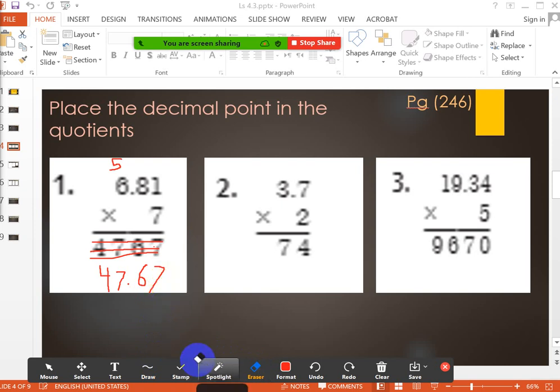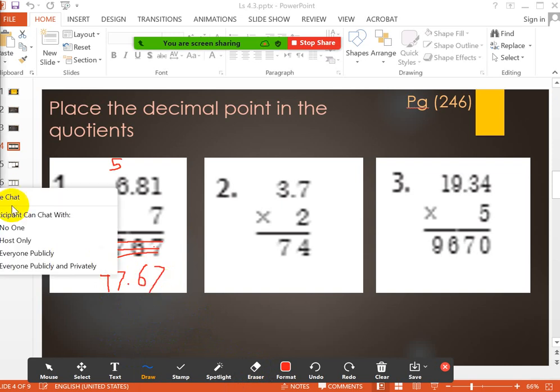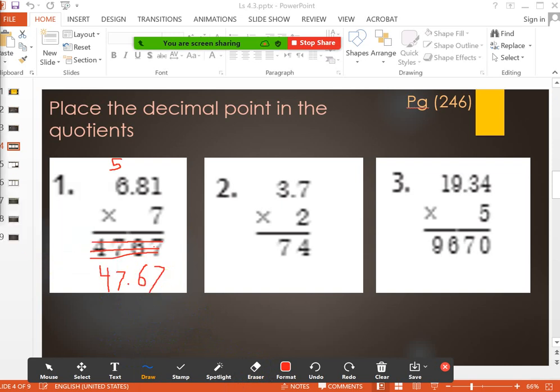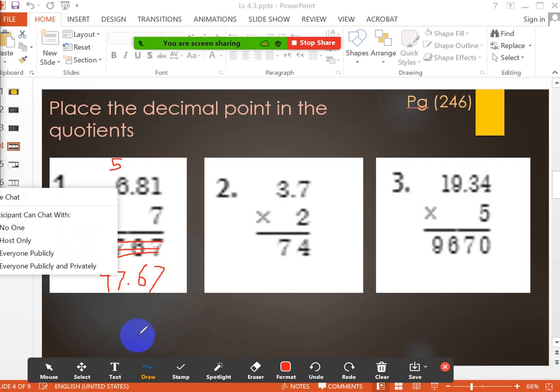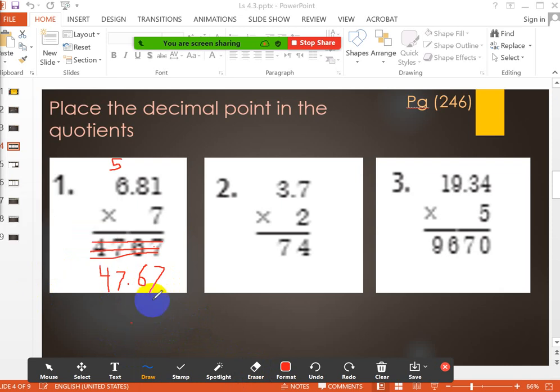So the answer becomes 47.67, hundredths. And I think the answer is written in your book. That means you have to put the decimal point only in the product. Okay? You have to put the decimal point in the product. Okay, girls?